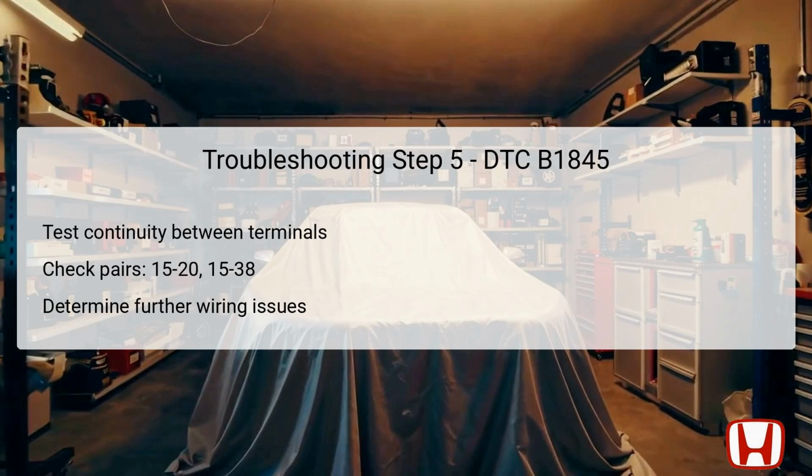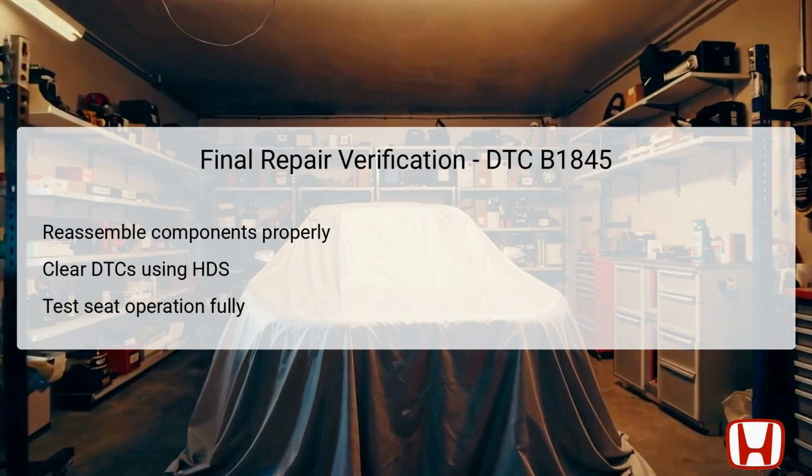seat recline functionality. After implementing repairs based on the troubleshooting steps, the final verification process commences. Begin by reassembling all components that were previously disconnected, ensuring that each connector is securely and correctly fastened. Once reassembly is complete, use the Honda Diagnostic System, HDS, to clear any stored DTCs from the vehicle system. This ensures that all components are reset and ready for a new test.